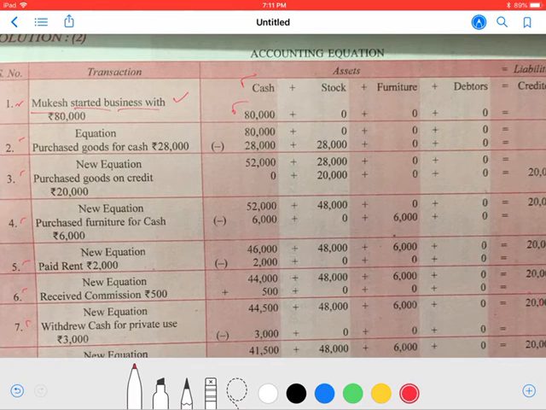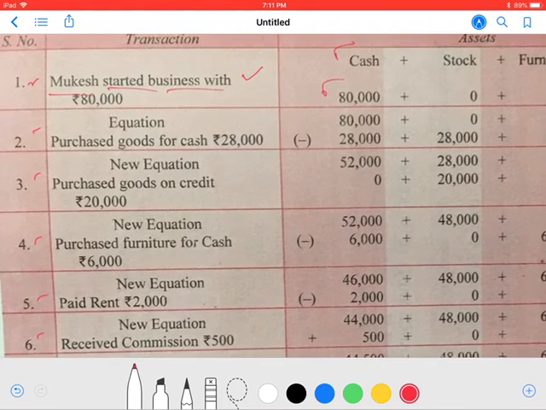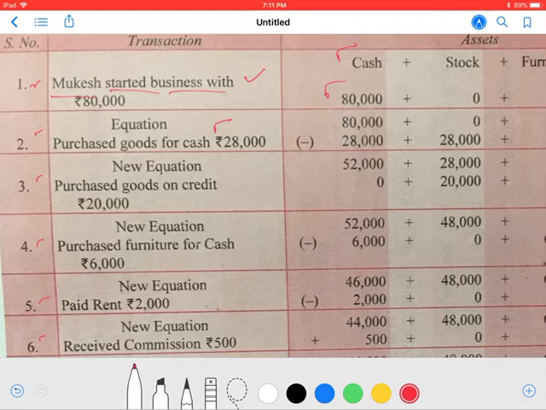Next transaction is purchase goods for cash 28,000. We have purchased goods for rupees 28,000. Whenever we are purchasing goods for cash, it will reduce the value of cash. So 28,000 will be deducted from 80,000.